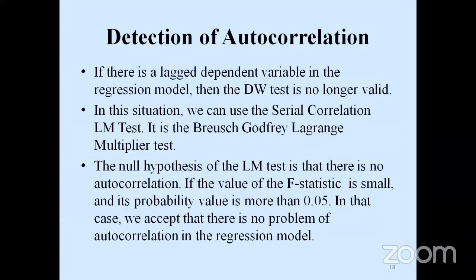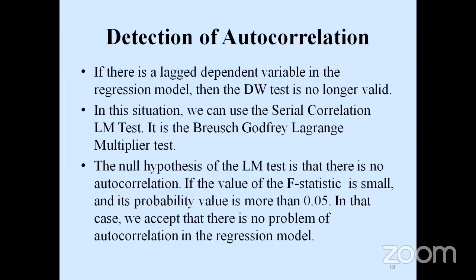What does this problem mean? If there is a lagged dependent variable, lagged dependent meaning the series is dependent upon its lagged value, then the DW test is no longer valid. In this situation, we generally use the LM test, the Lagrange multiplier test, as we generally call it.